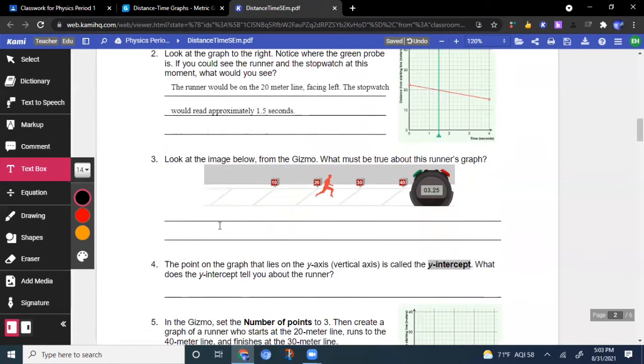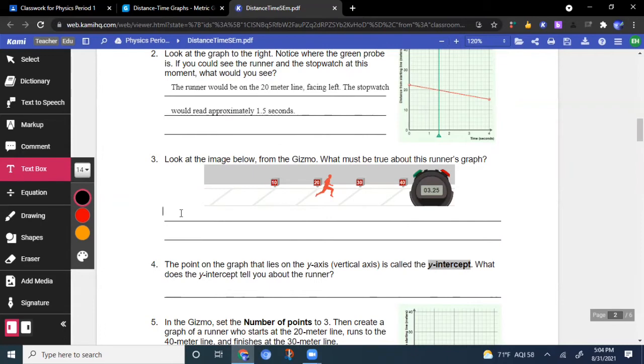Number 3, look at the image below. From the Gizmo, what must be true about the runner's graph? Well, you can see that the runner has a big stride, so the runner's running pretty fast. We can see the runner is at about 25 meters. And you can see that on the stopwatch, it says 3.25 seconds.